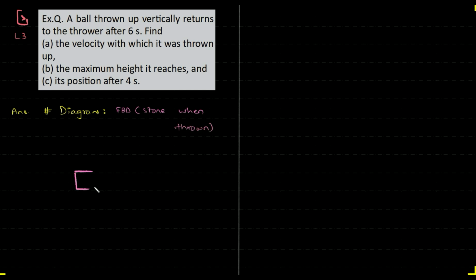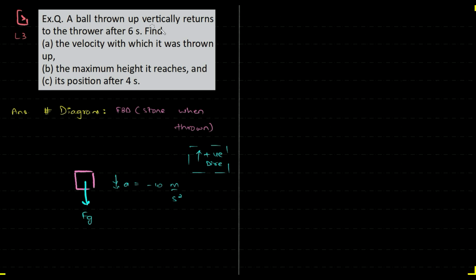Okay, so let us draw the stone. Let us talk about the force that is acting on it. Only one force, that is gravitational pull. It is accelerated downward with 10 meter per second square acceleration. Why negative, minus 10? Because we're taking up as the positive direction. Okay guys, so this is your free body diagram of the stone when it's going up. Why am I taking two different cases? I'll explain.